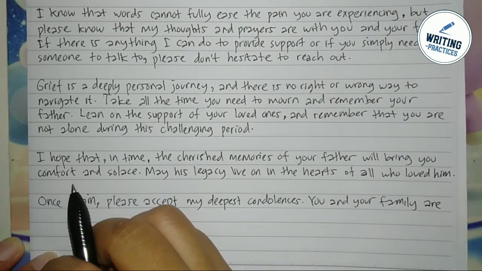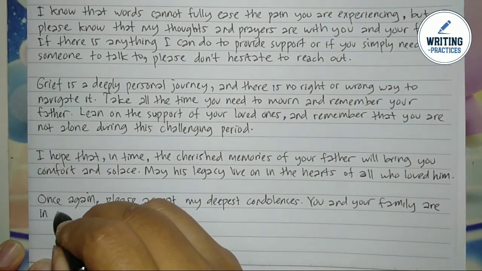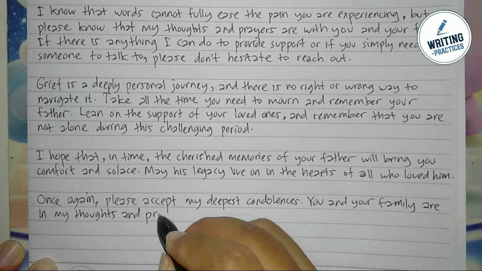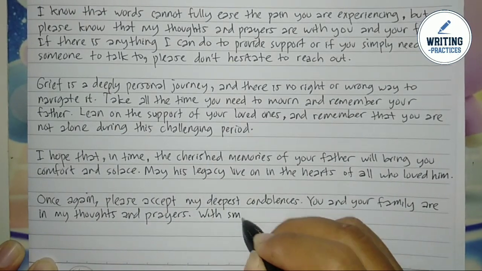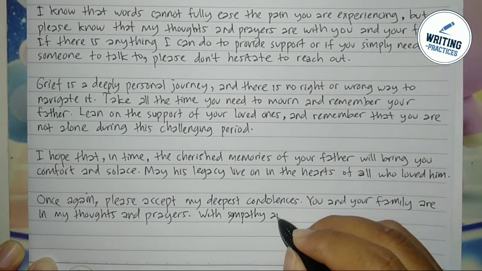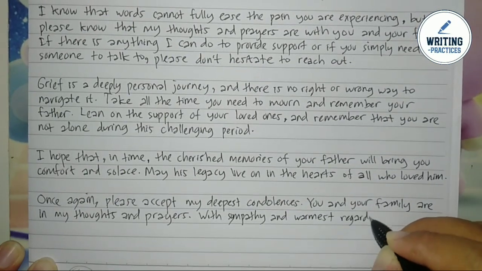And for the closing, use a compassionate closing, such as, "With deepest sympathy," followed by your signature and typed name. So, that's how you write a sympathy letter step by step.